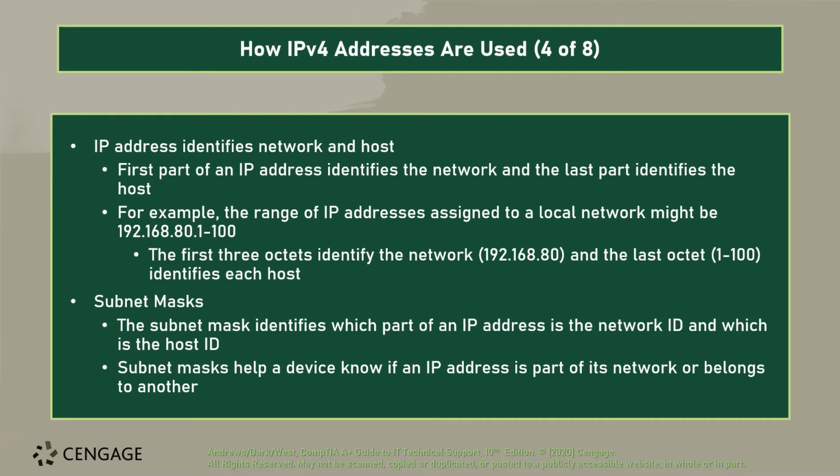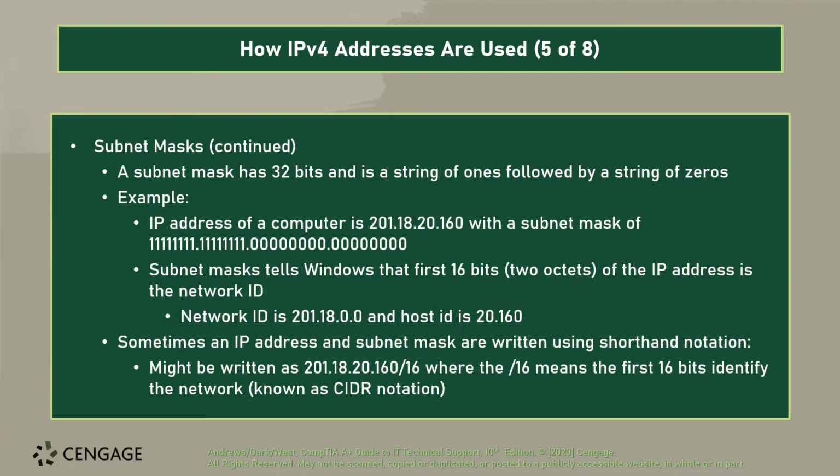If we were to have 192.168.80, 192.168.81, we may have some different networks. The subnet mask is what's used to compare the network address to identify a host versus a network ID. So let's take that. Every subnet mask has 32 bits and is a string of ones followed by a string of zeros. If I have an IP address on my computer of 201.18.20.160 and a /16 mask, which is 16 ones in sequence or 2 octets, the first half at that point would be the network ID.